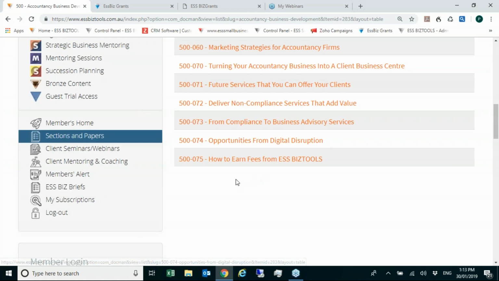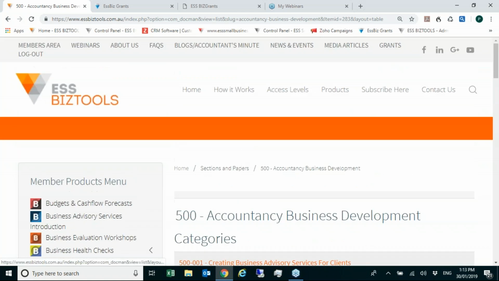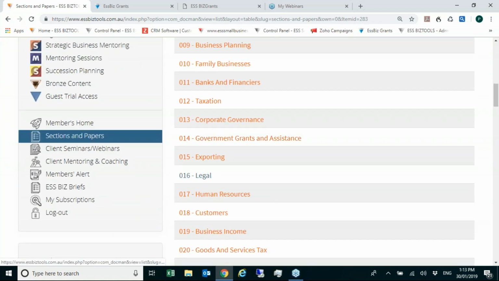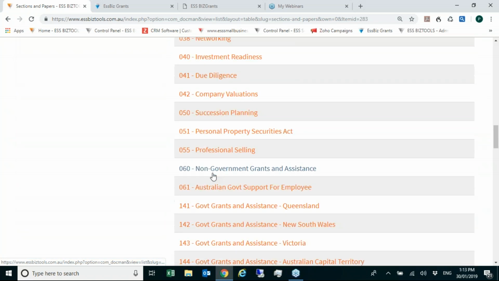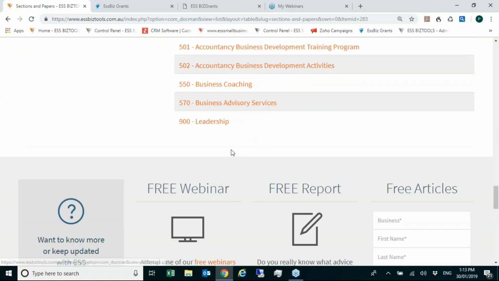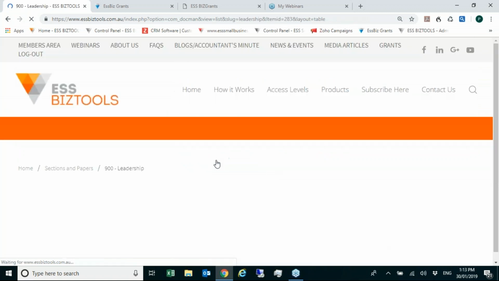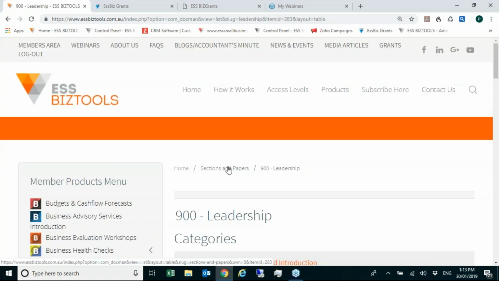And that was his viewpoint. So we've got those articles there, which you can look at at your leisure, of course. We just have to go back to sections and papers. And then I want to take you through to leadership. The leadership material has been written by a separate consultant, Peter McDougall. I don't know whether you've heard of him. He was an ex-colonel in the Army.